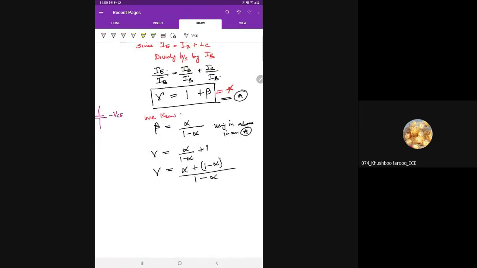Then you have a negative term here, then another negative term here. Then you can say that gamma is equal to 1 divided by 1 minus alpha, and it is also equal to beta plus 1. This is the relationship between alpha, beta, and gamma.